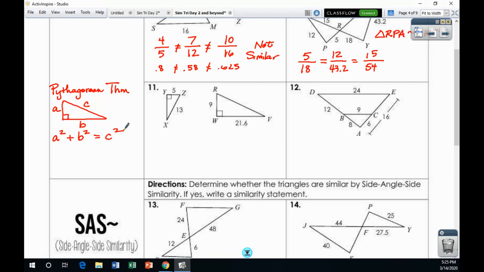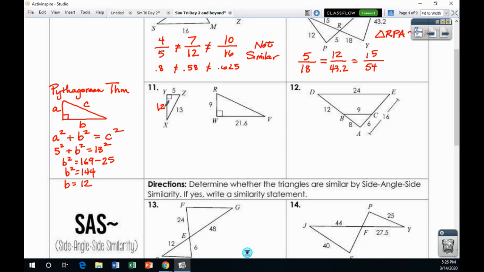So if you'll notice over here, we have one of the legs is 5, and we would actually refer to this as the short leg. Short leg is 5, and the hypotenuse is 13. So we need to find this other side. So plugging 5 in for A and 13 in for C, we have 5 squared plus B squared equals 13 squared. So B squared is going to be 169, that's 13 squared, minus 25. Guess what? B squared is 144. Well, if B squared is 144, then that makes B 12. So this side is 12.